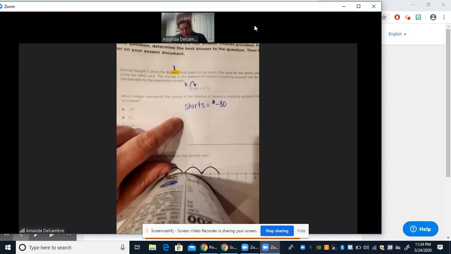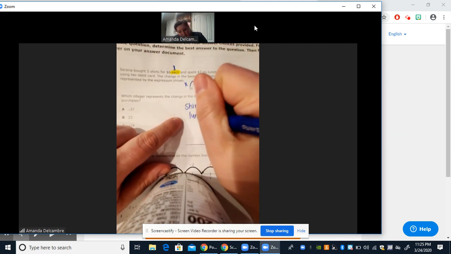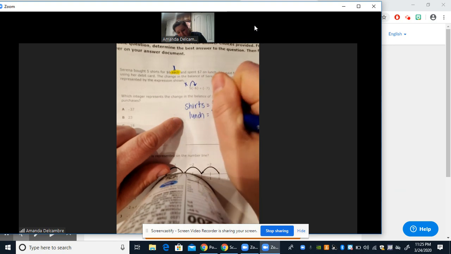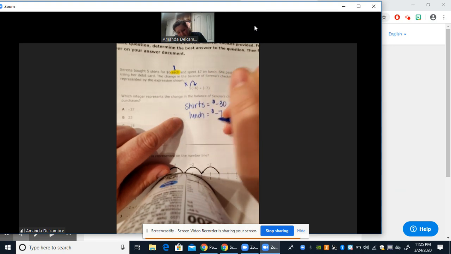So she spent $30 on her shirts. Her lunch cost $7. So that $7 is being deducted from her account. Remember, that money is directly pulled from your account with a debit card, so it's a negative. So what would be the change in her balance? Okay, you should be able to find your answer after this step.